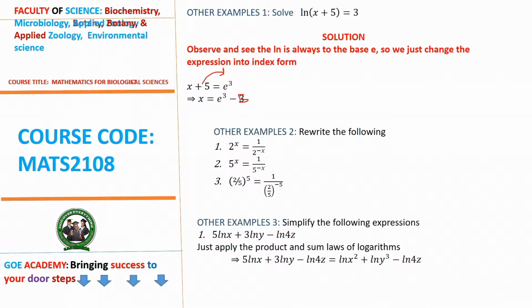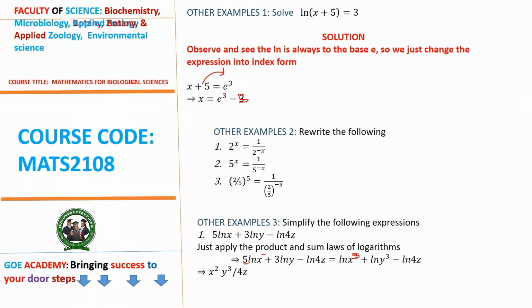Please note that there's another law of index that says this 5 will always come to the power of the value in front of the ln. That's why 5 ln x has become ln x raised to the power 5. I'm sorry about that, here was supposed to be 5. Plus 3 ln y has now come to the power, so we have ln y cubed minus ln 4z. Okay, good. So this implies that we're going to have x squared y cubed divided by 4z.